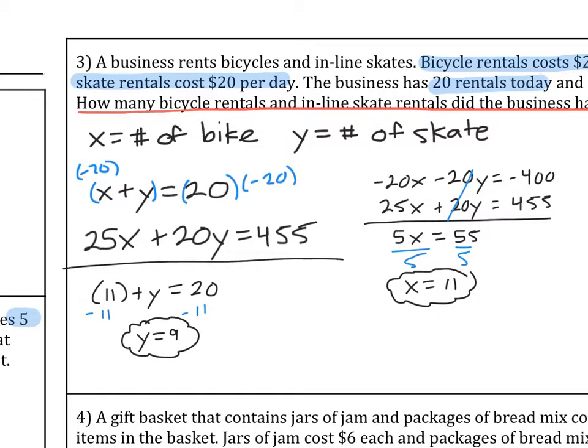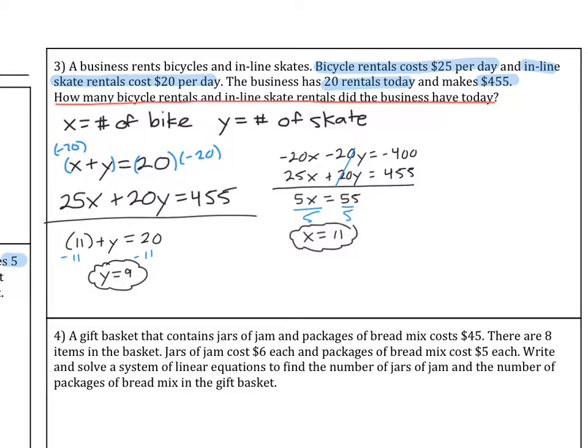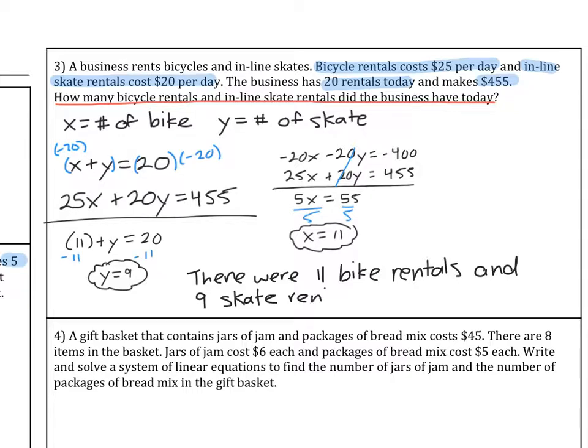So remember, the last part of using our desk is writing our answer as a complete sentence. And here is where it's really important that you define your variables, because you need to know what your answer means. If you just say x equals 11, but you don't know what x represents, that's going to be a problem. So x is the number of bike rentals, so we would say there were 11 bike rentals. And y represents the number of skate rentals, so we say 9 skate rentals. And that's our final answer.